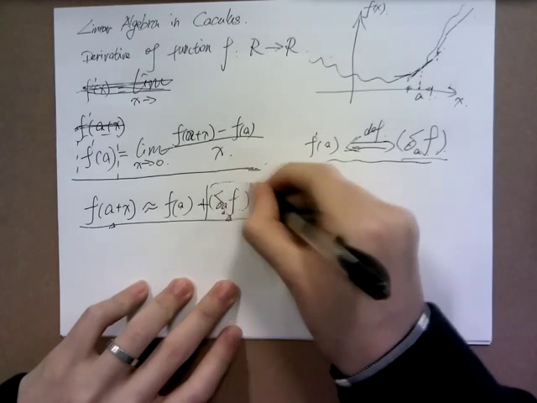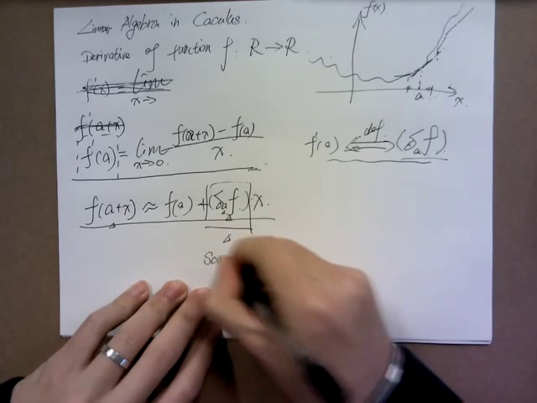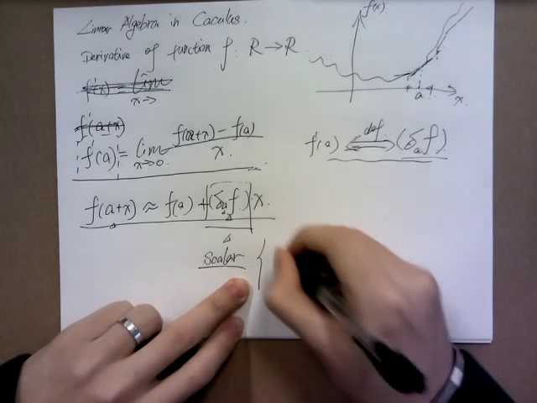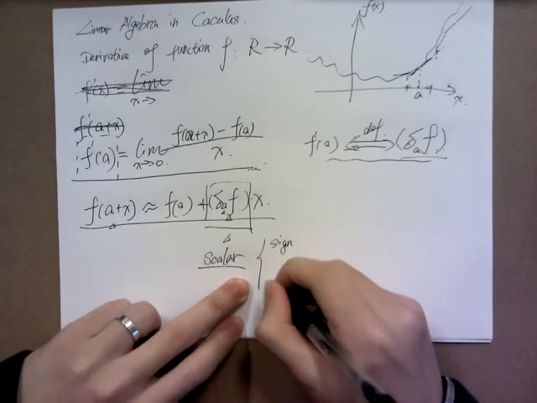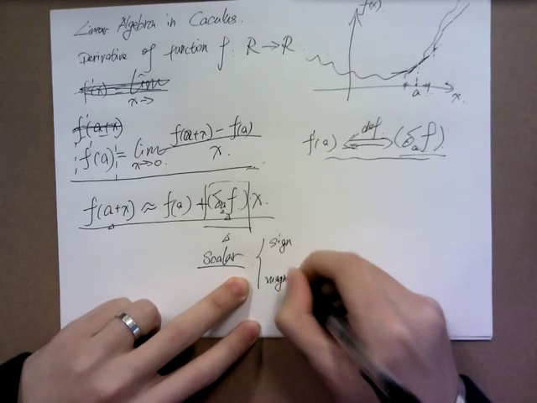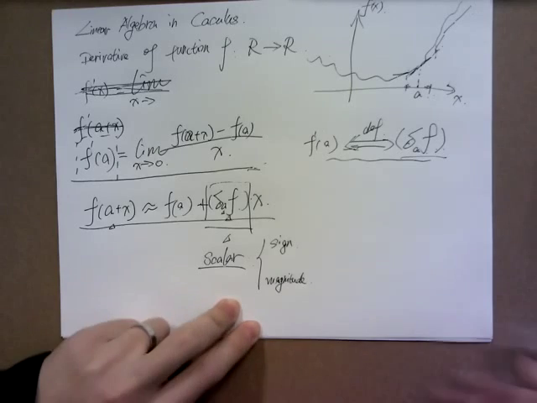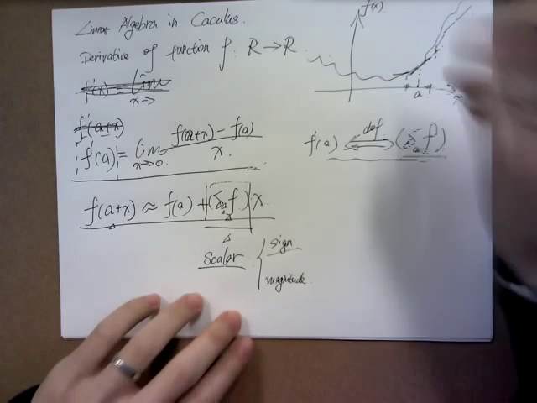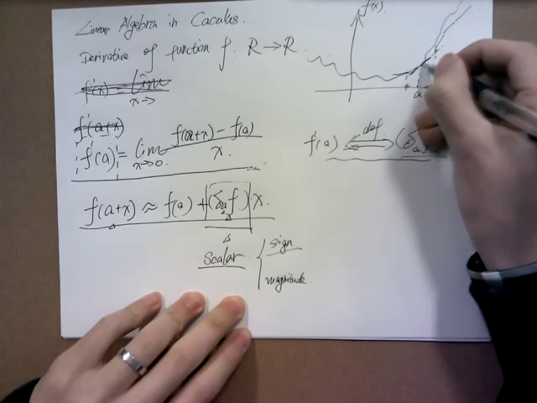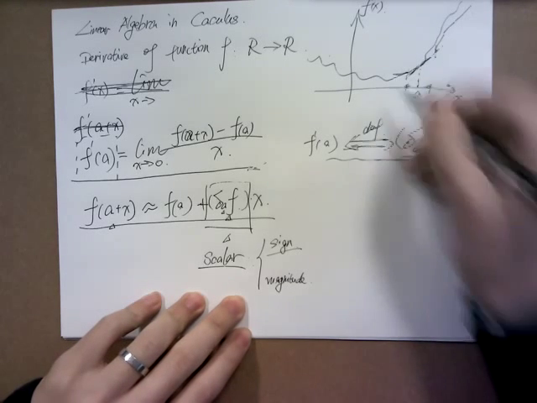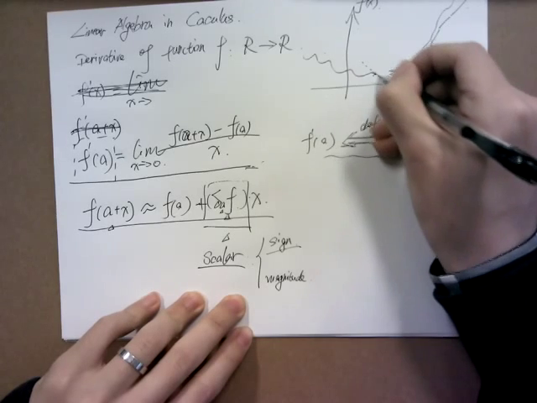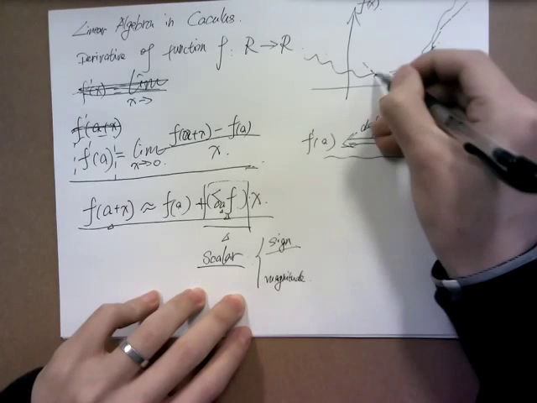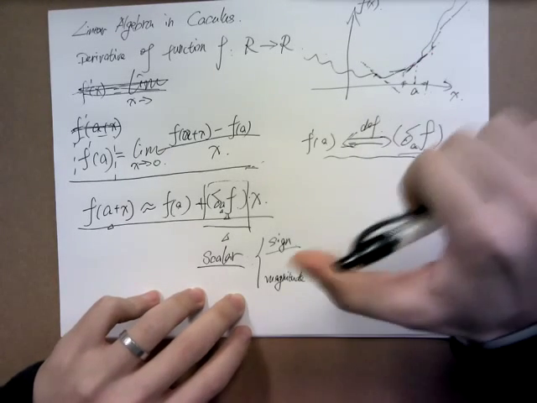So this is a scalar. It has a sign and a magnitude. So the sign of the scalar is either positive or negative. If it's positive, it means that the function is increasing around this point. And if it's negative, like if I choose another point here, then the first order derivative should be negative. And negative means that my function is about to decrease at that point.